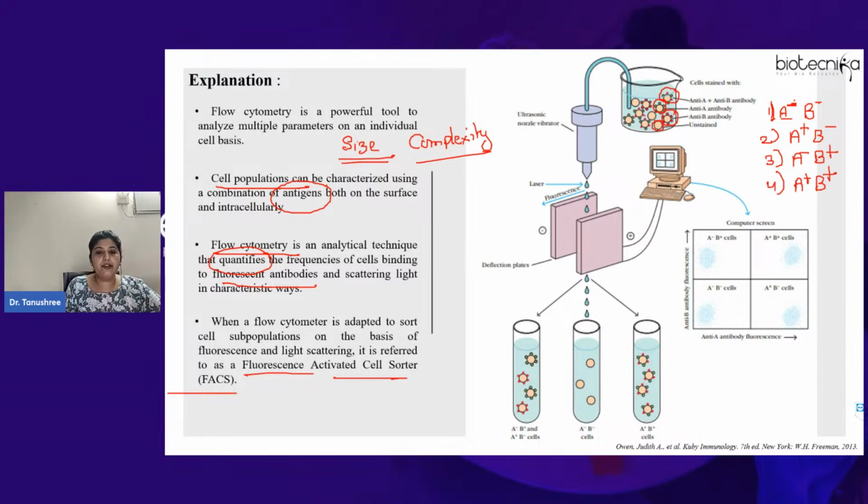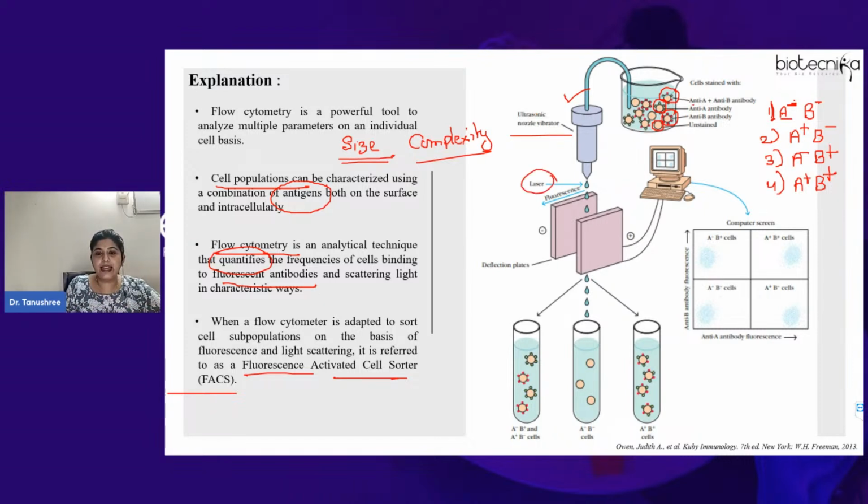Basically, you have a cell population and you add it into the flow cell of the flow cytometer. Inside, the arrangement is like there is a sheath fluid and a vibrating nozzle, and the cells align in a single file and pass one at a time through this nozzle. And as they are passing, we pass the laser beam.